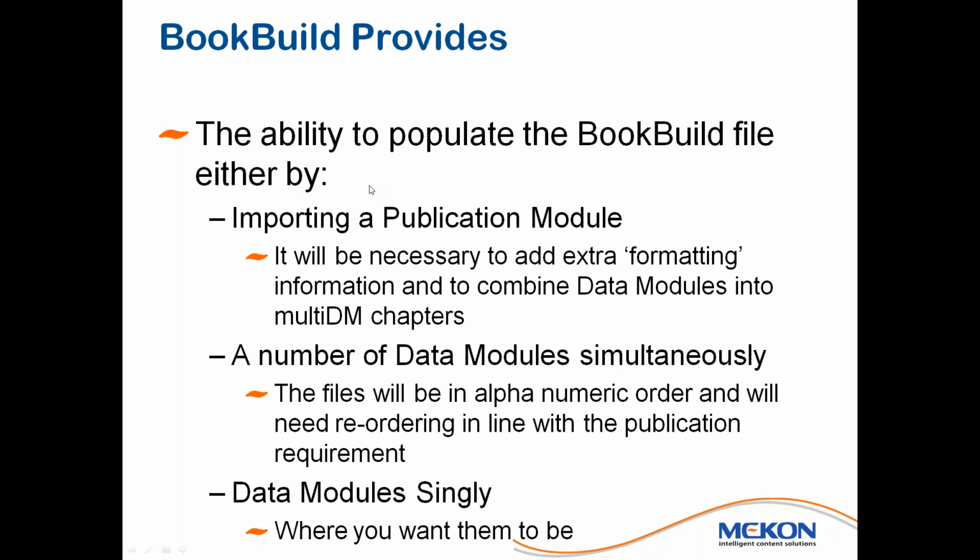So what you can do is to populate the book file, which is the one that's used to drive the whole thing, by either importing a publication module. As I've said, you need to do some extra work on that. Importing a number of data modules simultaneously will give you the ability to go to the folder and pull in all the data modules you want to be included. You can sort them later on using drag and drop using FrameMaker. Or if you want to, you can import the data module singly. There are times when you want to add just a single data module.